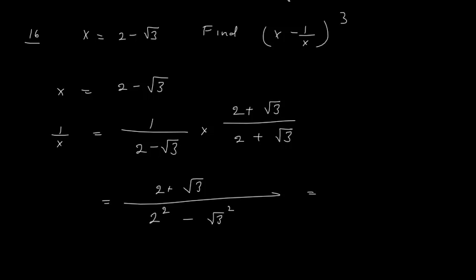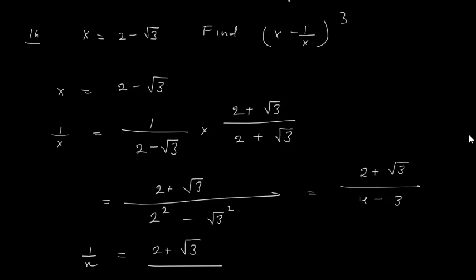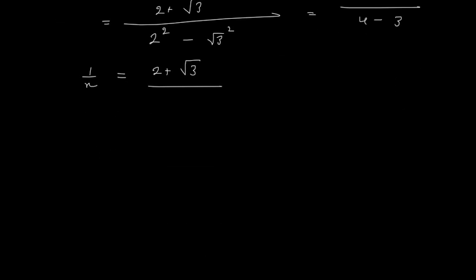So we simplify, we get 2 plus root 3, and in the denominator we get 2 to the 4 minus 3, 4 minus 3 is 1. So my value of 1 upon x is equal to 2 plus root 3. So x minus 1 upon x I have to find out. So therefore x minus 1 upon x is equal to 2 minus root 3 minus 2 plus root 3.